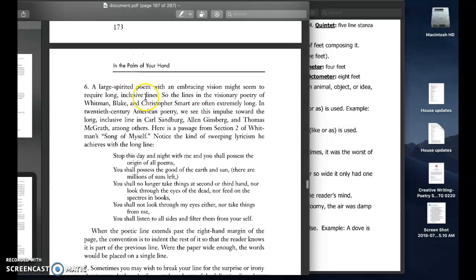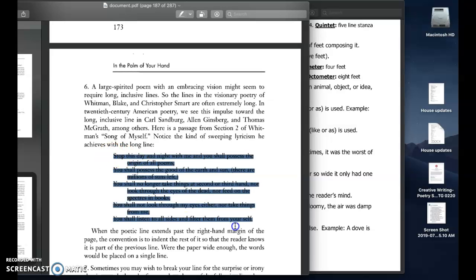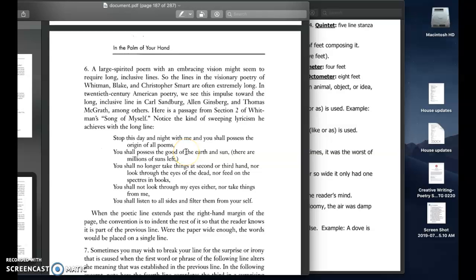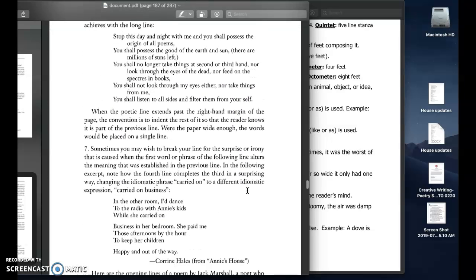And then, a large spirited poem with an embracing vision might require much longer, inclusive lines. So if you're going back and looking at some traditional forms of American poetry, this is a passage here from Walt Whitman's Song of Myself. You want to notice, as Carl mentions, the lyricism he achieves with the long line. Each line goes here and here to make up the stanzas.